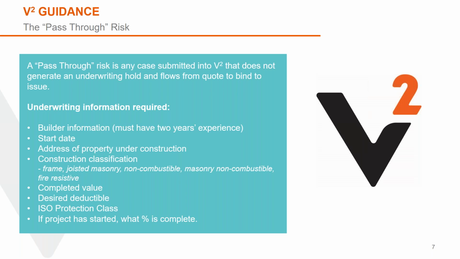Is $3 million the maximum total completed value for a project that you will offer? No, that's what I call the pass-through risk. So in inland areas, up to $3 million in value, if it meets the criteria on this screen, it will pass through with no hold. Now in our program, we can go up to $5 million frame and $10 million for M&C and fire resistant. So those are the maximum limits we can offer in our program. Good question.